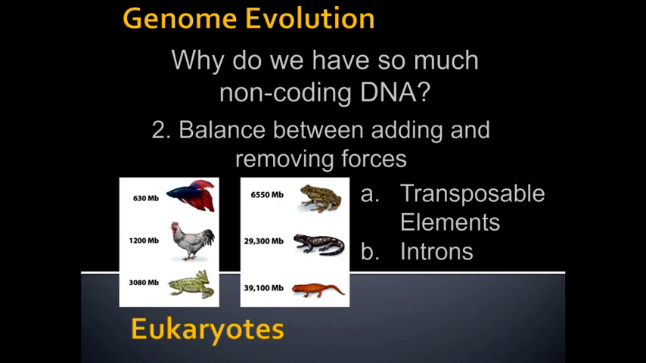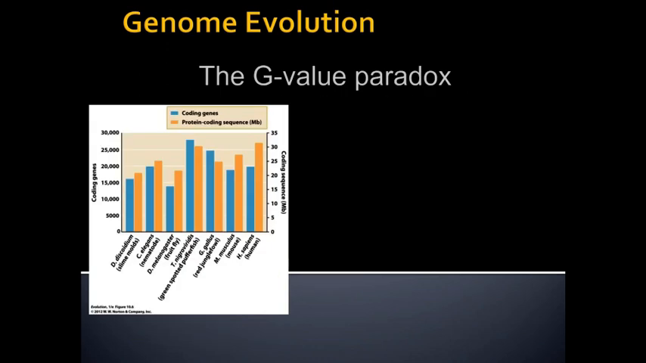It's not totally useless, but its overall impact on the phenotype is much more diffuse. It's spread out across a huge amount of DNA and only has a small overall impact compared to the genes themselves, the coding regions. Okay, so finally on to the G-value paradox.